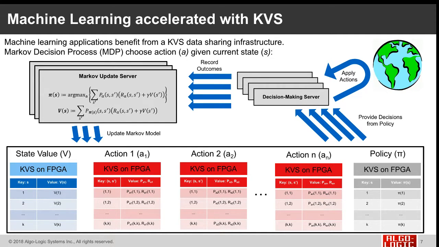The Markov update server is updating the Markov model, and we have the states, and the actions are what to do to go from one state to the next state. We have tables that are stored as key value pairs, and ultimately you're coming up with a policy, which is, from a given state, what's the best decision to make on what to do next. Then you can make that decision, apply that action, and run a simulation to see what that action did. What was the outcome of doing that decision?